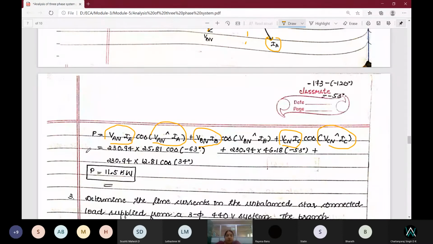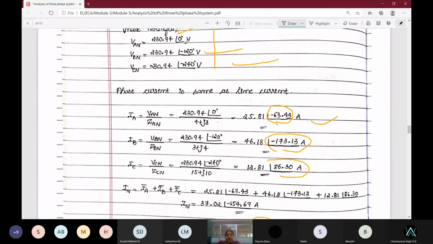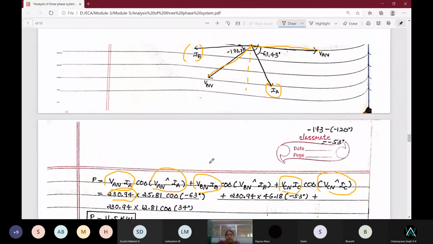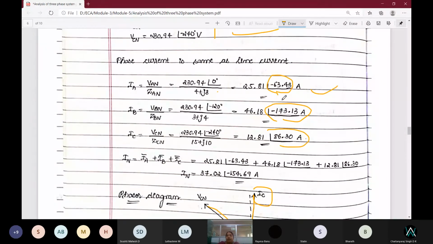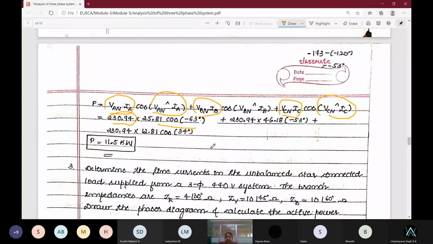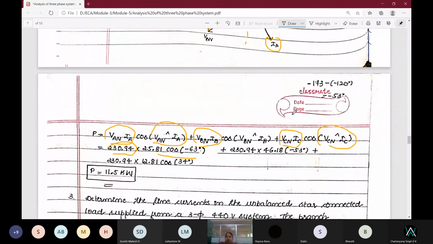Next, how much is VAN? We had calculated. VAN is 230.94 at an angle 0, that I have written here. How much is IA? IA is 25.81 at an angle minus 63.43, written here. With that, you have to find the cos of the angle between VAN and IA. How much is the angle between VAN and IA? It is nothing but minus 63.43. You have to find the cos of it, and after finding it, write it here.